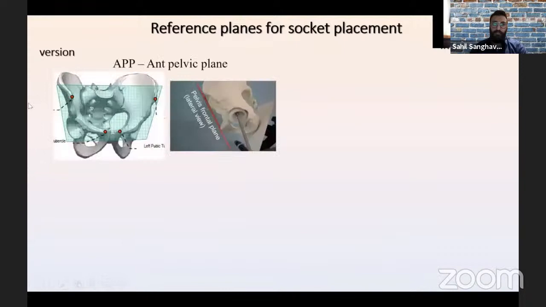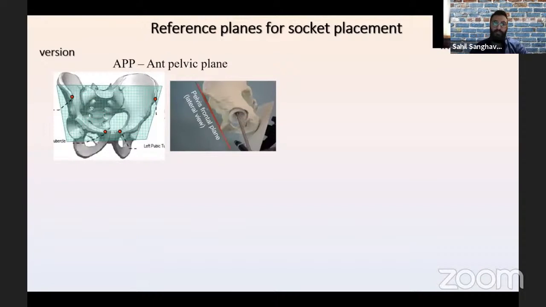Now, we have two other variables, the version and the inclination. So the version is in reference to the anterior pelvic plane. Now, most people think that the version is in reference to the frontal plane, the vertical. No, it's not. It's the anterior pelvic plane. The anterior pelvic plane is obtained by a plane which joins both the ASISs with the symphysis pubis. That's the plane. So there is a slight tilt to this plane. It's not a vertical plane.